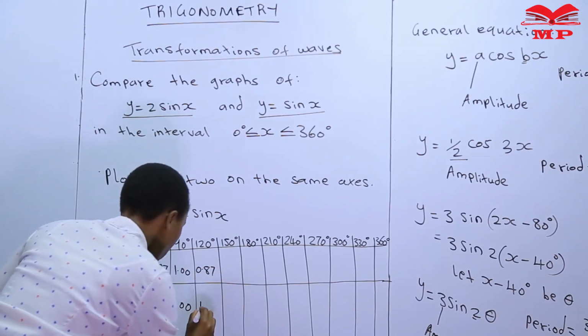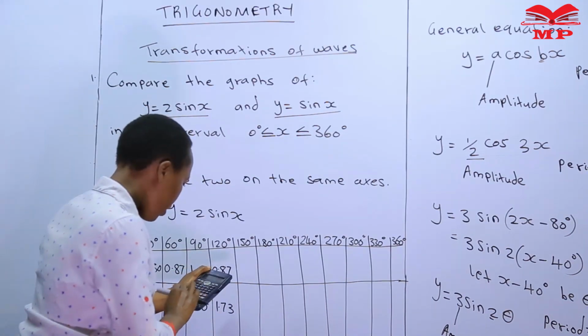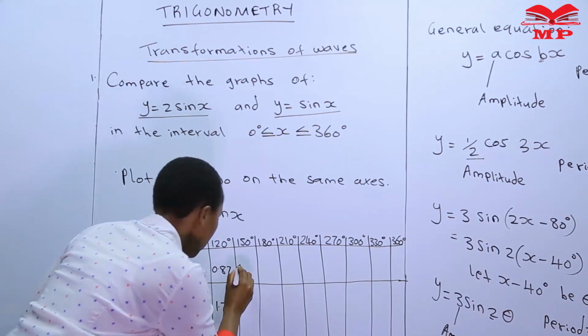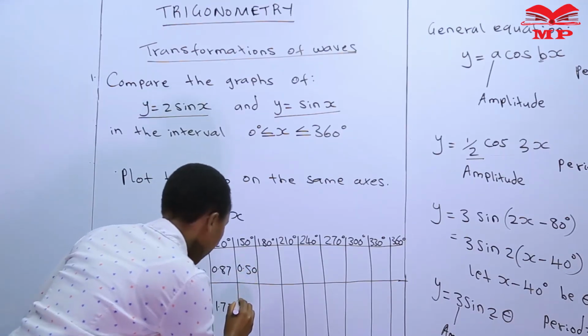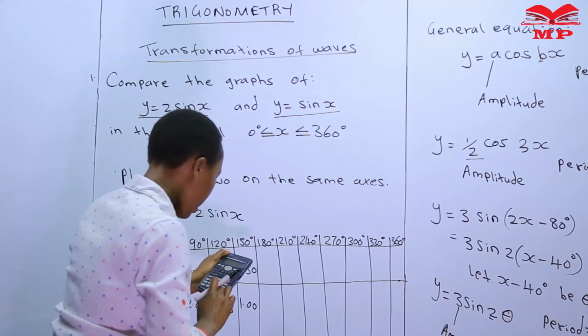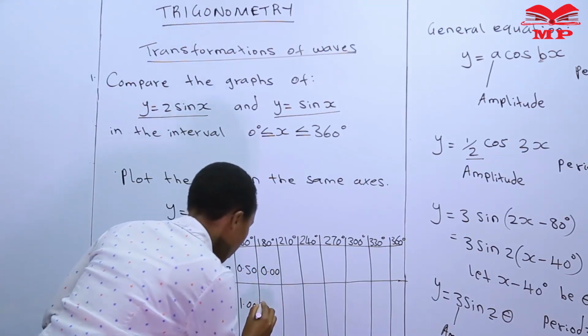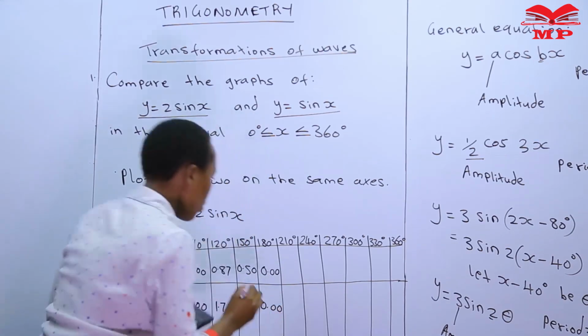When we multiply by 2, we get 1.73. So we have sine 150, that is 0.50. We multiply by 2, 1.00. Then we have sine 180, that is 0, just 0.00. Here we have 0 again.